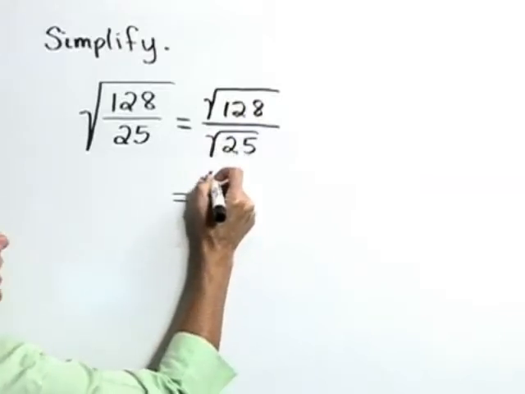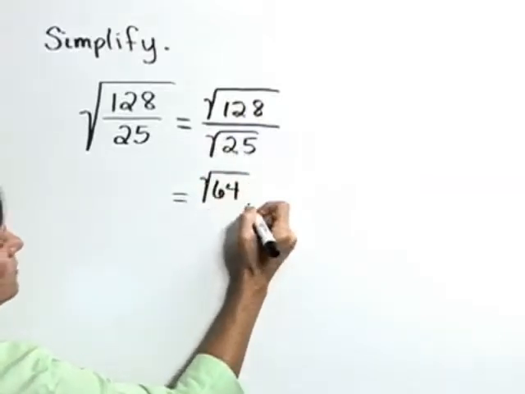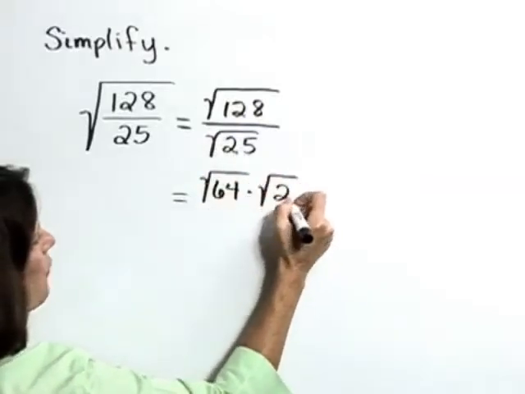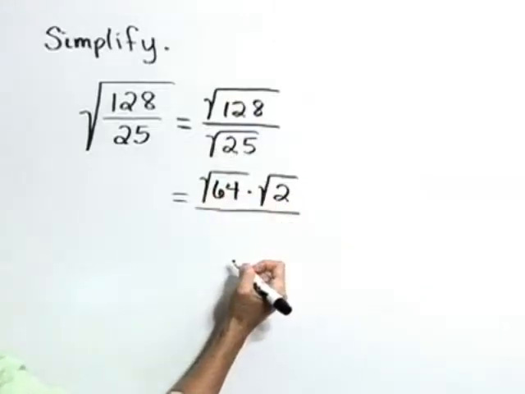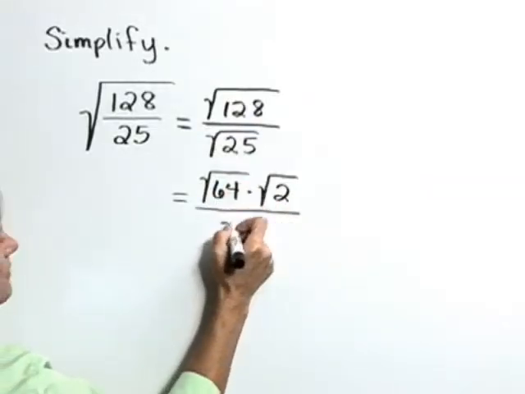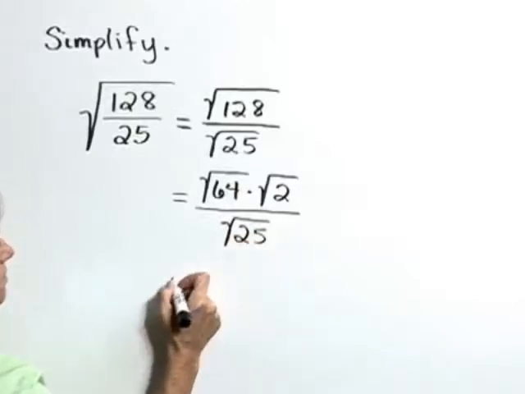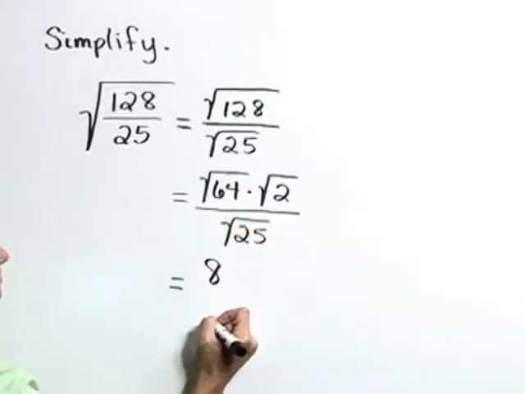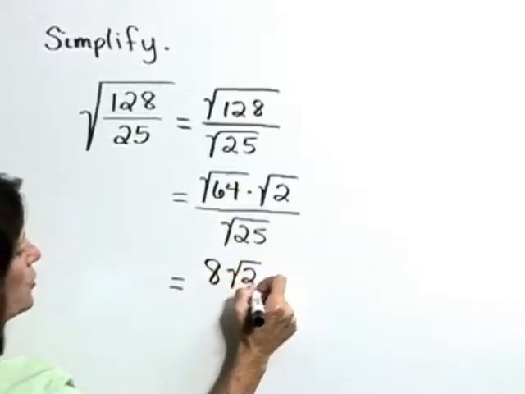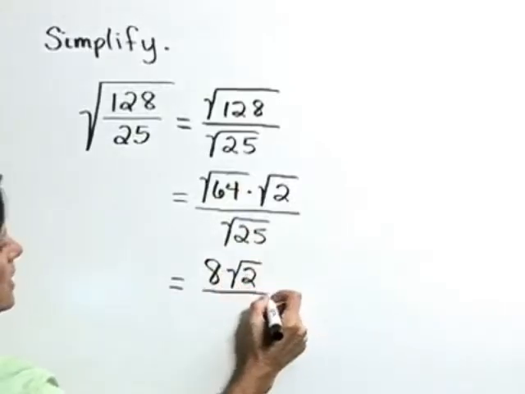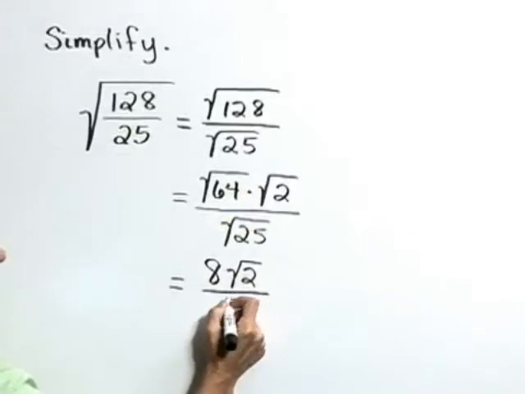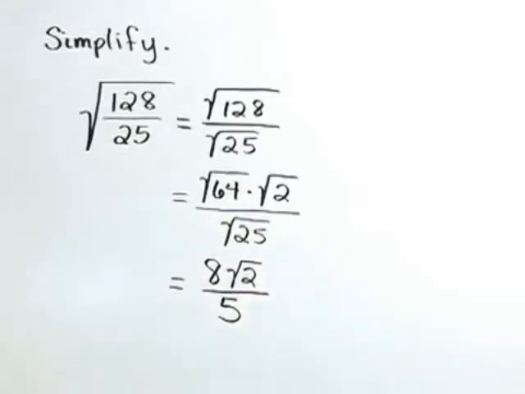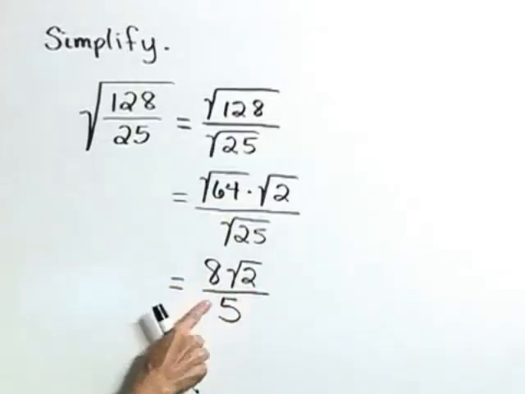So let's write that as the square root of 64 times the square root of 2. In the denominator, let's leave that as the square root of 25. Now, the square root of 64 is 8 times the square root of 2. We can't clean that up any further. In the denominator, the square root of 25 is 5. So our simplified form is 8 times the square root of 2 all over 5.